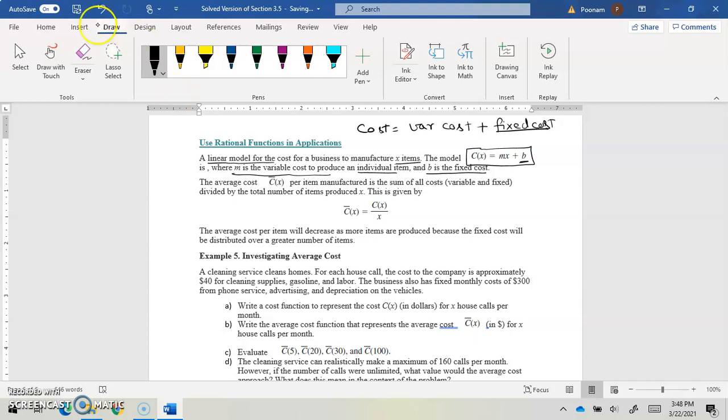The average cost is defined as C bar of X. The notation uses C of X but with a bar on top, per item manufactured. It is the sum total of all costs, variable plus fixed, divided by the total number of items produced, which is X. So this is the formula which you need to remember. This is the average cost of production per item, C bar of X, average cost per item.